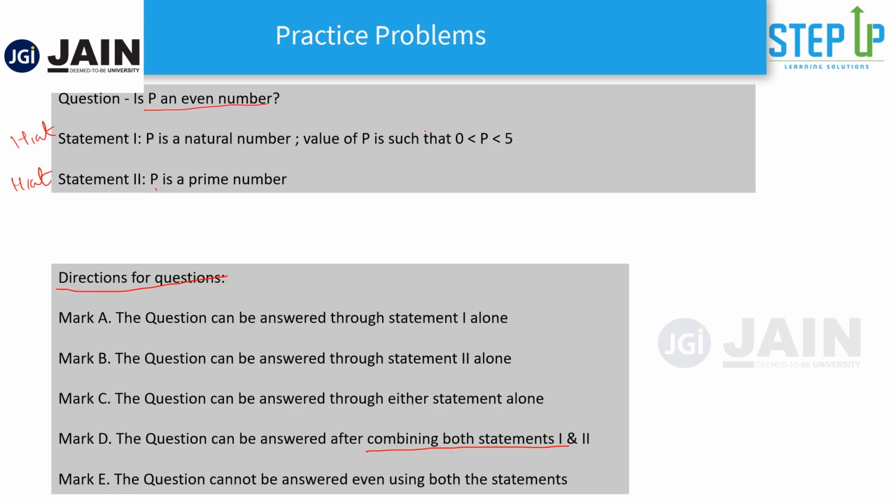Okay, so let's look at our question. It says, is P an even number? We know what even numbers are, right? Anything that is divisible evenly by 2. Now it says P is a natural number.